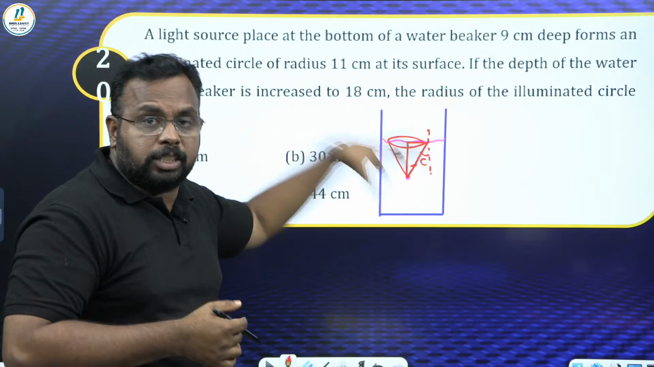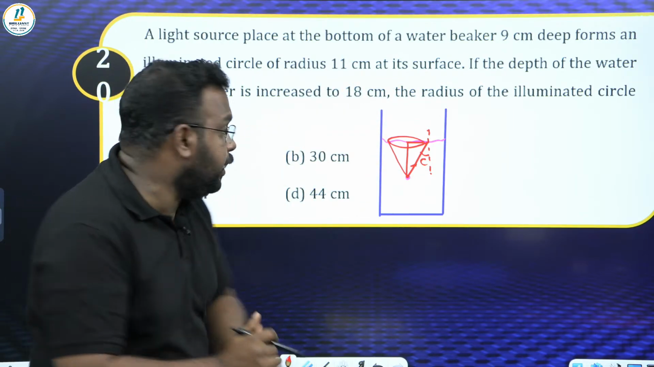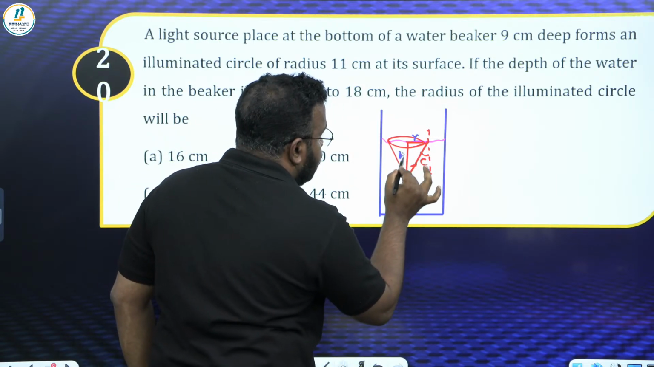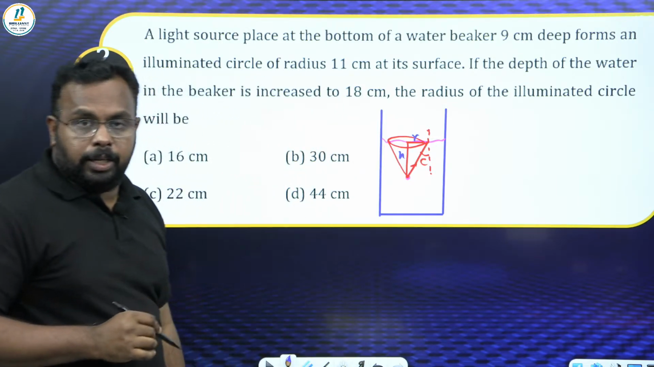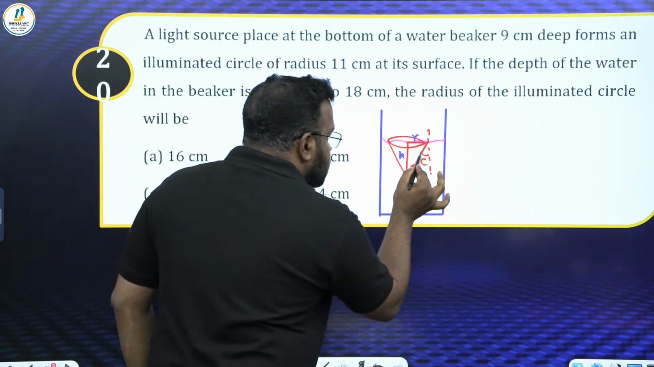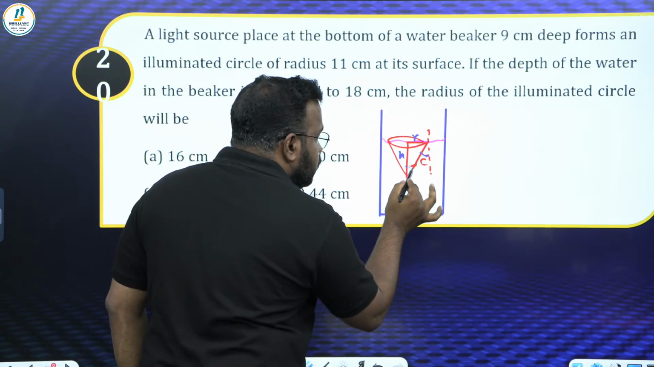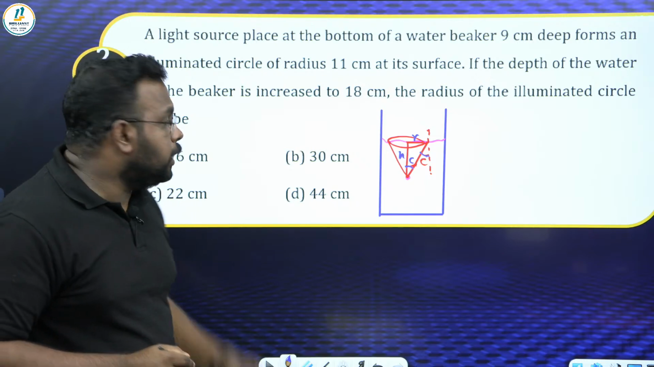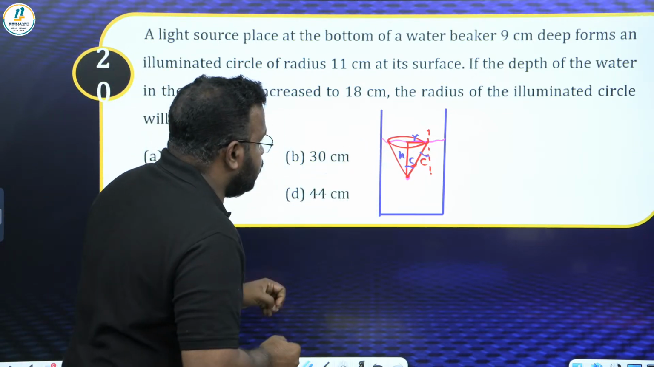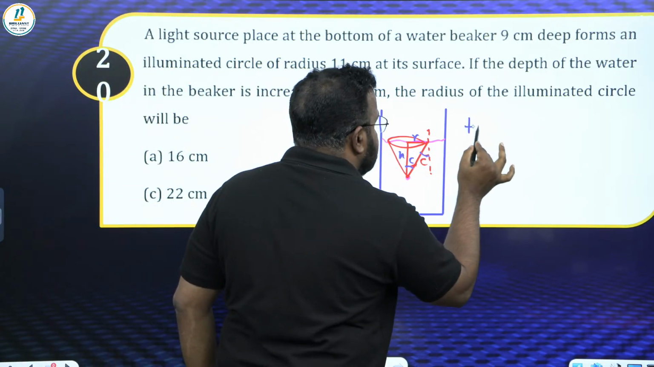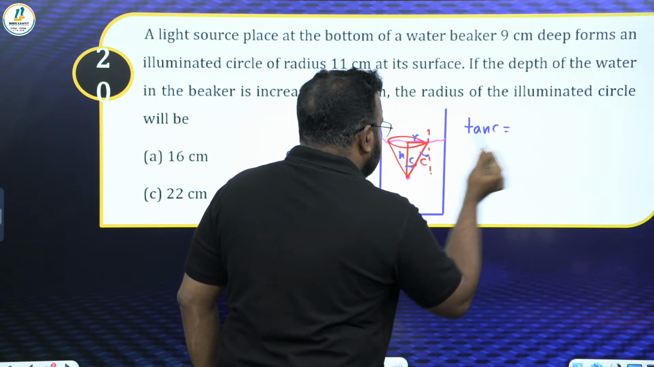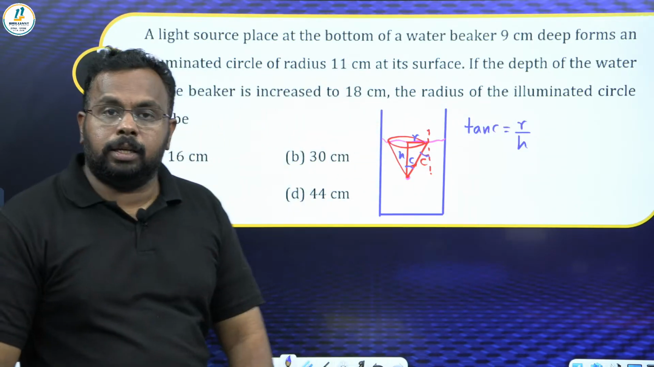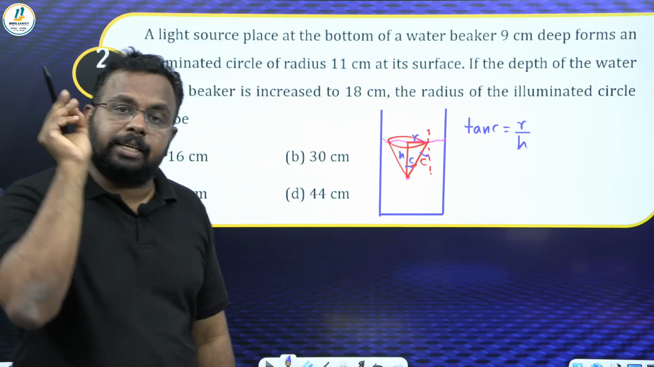Before solving this question, let's try to make a general idea. I am taking the radius as r and this height as H. This is the critical angle C. If this angle is C, this angle will also be C. By looking at this triangle, you can see tan C is equal to R by H. What is C? C is the critical angle.